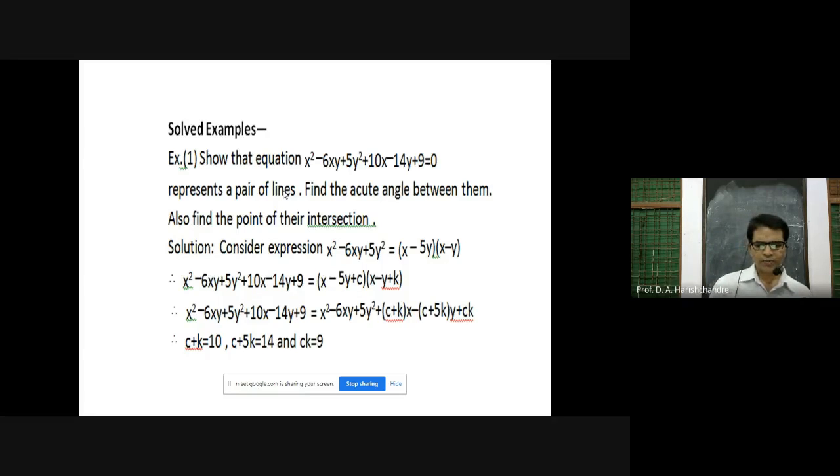So what is the difference between these lines and those lines? Only there is the difference of constant. In the lines passing through origin, the constant does not appear, while in the lines in the plane which do not pass through origin, the constant appears. So there is only the difference of constant. So what are the mathematical expressions for the lines in the plane which are not passing through origin? They are given by this formula: x square minus 6xy plus 5y square plus 10x minus 14y plus 9 is equal to x minus 5y plus a constant c.